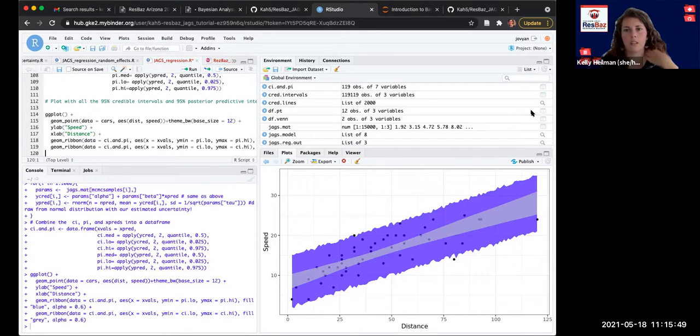So in the chat, could you say which of these shaded intervals are the credible intervals and which are the posterior predictive intervals? We'll call this middle part gray and the outer part purple.